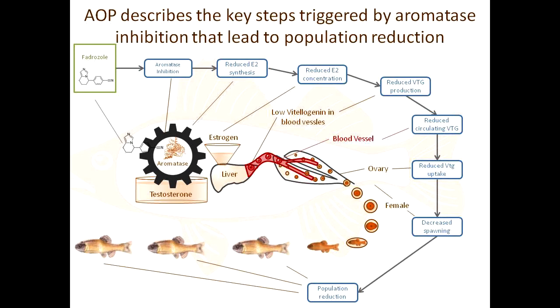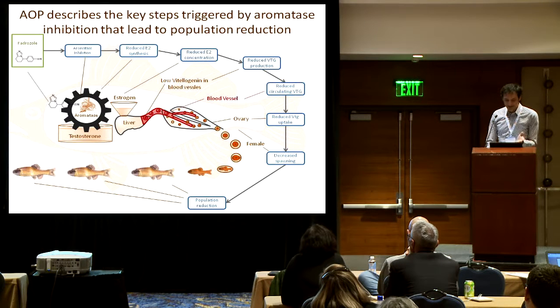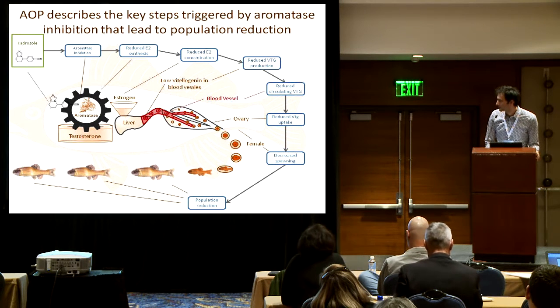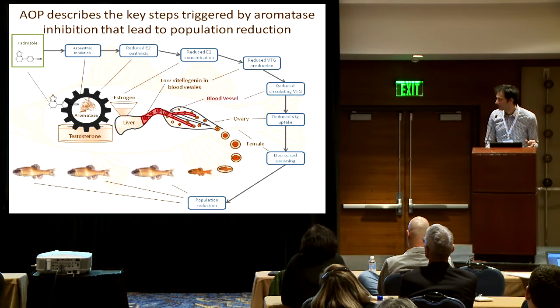So what if we want to describe this process as a stepwise process, and encode all of the elements as a pathway? The first step is fadrozole interacting with aromatase, and we have the chemical drawn here, with fadrozole as the molecular initiating event. Then we have reduced E2 synthesis. Then reduced E2 concentration in the liver, less vitellogenin produced, reduced circulating vitellogenin, reduced uptake, decreased spawning, and population reduction. So this is how we define our pathway based on the really important key events that happen on the way.